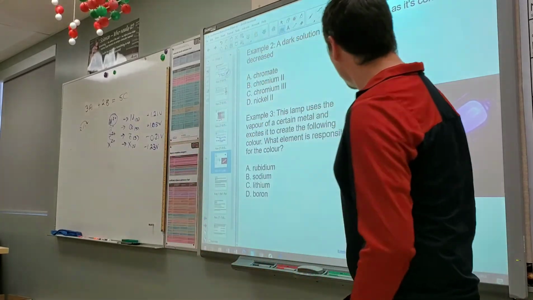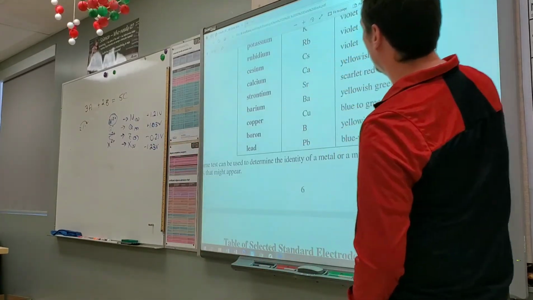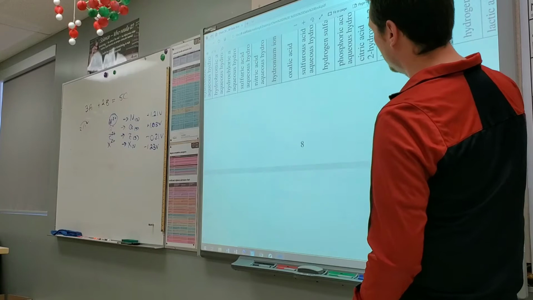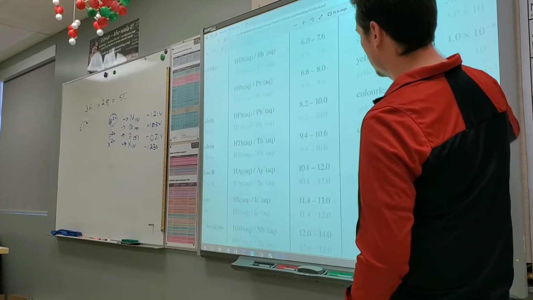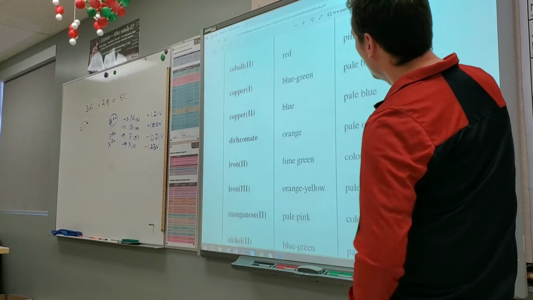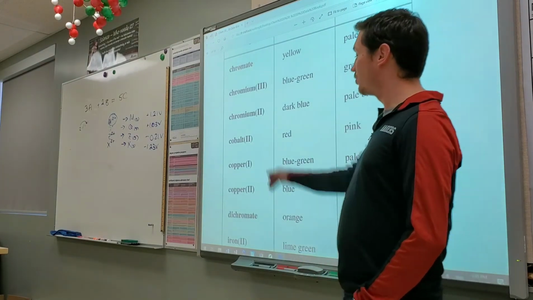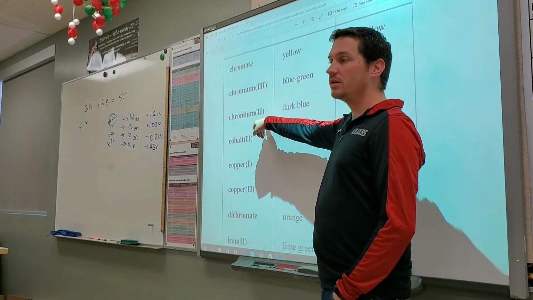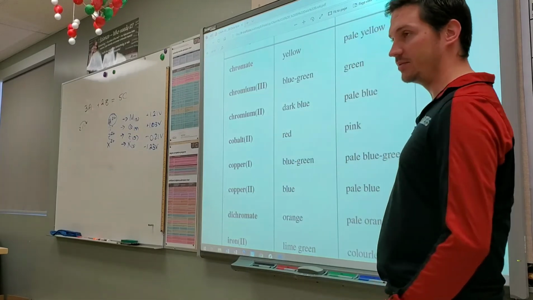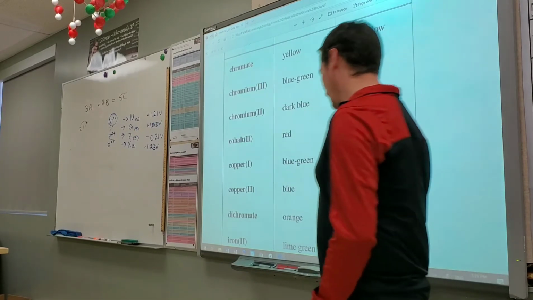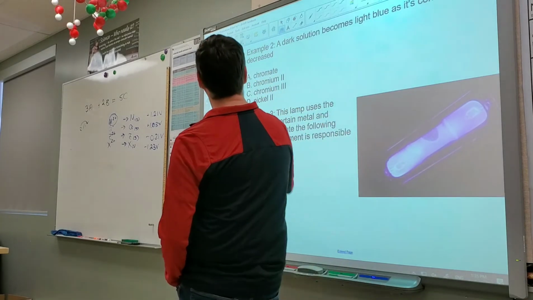A dark solution becomes light blue. This one. Okay, a dark solution becomes light blue. Is chromium 2 an option? Yes, is chromium 2 the answer? Yes. Okay, all right, good talk. Chromium 2.